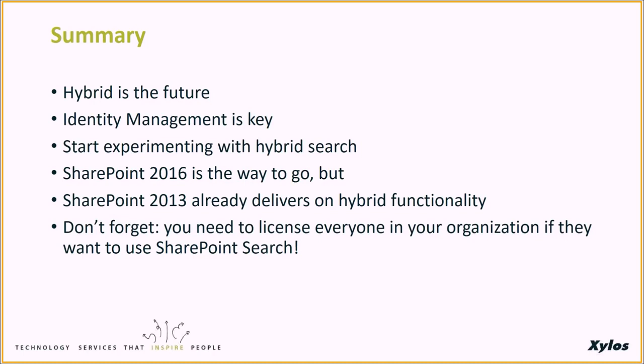You can start experimenting with hybrid search already today with SharePoint 2016, but also on SharePoint 2013 if you've got the right version. And don't forget, and for many organizations that's a little bit of a showstopper, but still it has to work: make sure that you license everyone in your organization if they want to use SharePoint search, because you can't say this search service application sends index files to the cloud and then let everyone use it without having a SharePoint Online identity. You really, really need this, otherwise security trimming doesn't work.